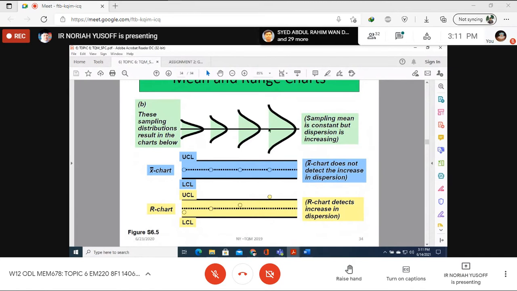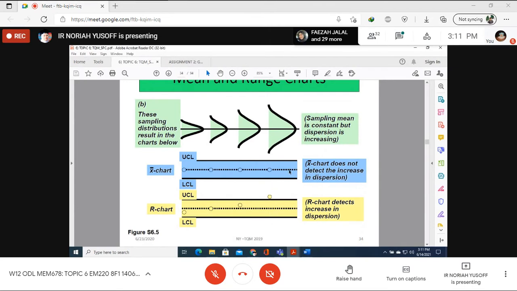Katalah average value dia, katalah dia ada 10, ada 11, ada 12, but on average you get the same mean value dia. Kata dia 14 and 10, 14 and 10. So for ada 14, ada 10, but somehow after you average out, the X bar chart tu okay. But here if you use the R chart, you will see the dispersion value dia tu.